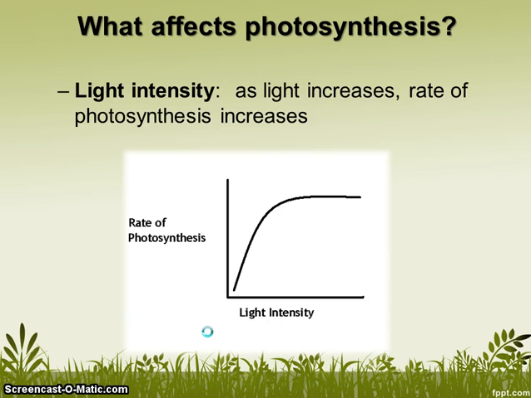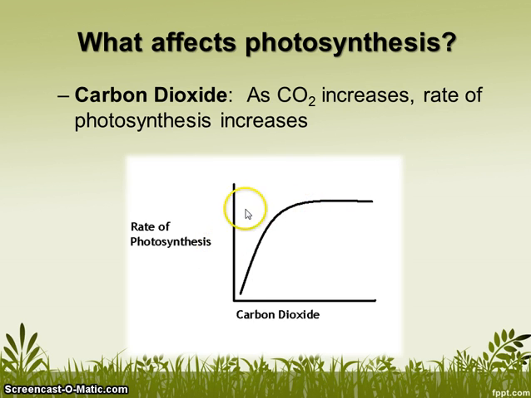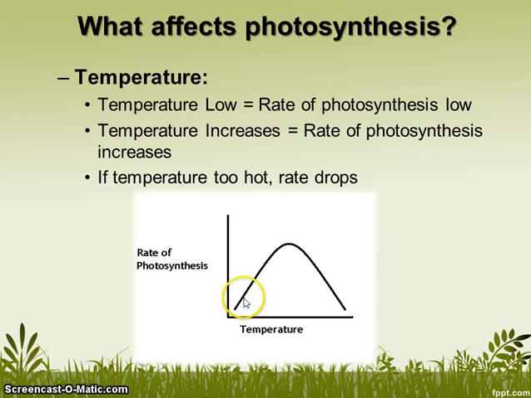Now there are factors which affect photosynthesis. One of the factors is light. When light increases, photosynthesis increases and reaches a threshold. Another factor is carbon dioxide, which does the same thing. As it increases, photosynthesis increases, but it will stabilize. Temperature is another factor, but in the case of temperature, when temperature increases, photosynthesis increases, but it drops off when it reaches a certain threshold.